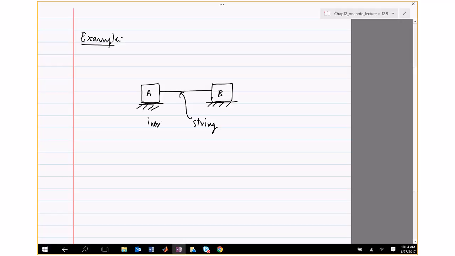Okay, example. I'm going to motivate this with a really simple example. This is a particle A. I've drawn it as a body, but it's a particle. It can only translate, not rotate. It's connected to another particle, B, by means of a string. The string is what is known as inextensible, which means that it cannot stretch, unlike a spring.